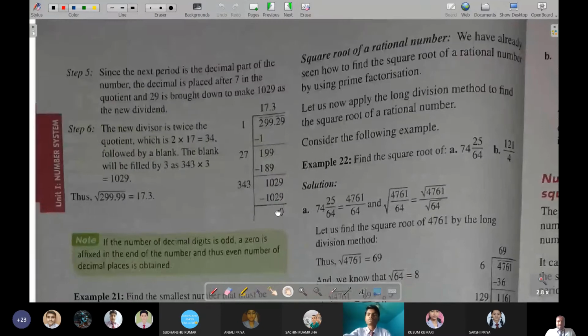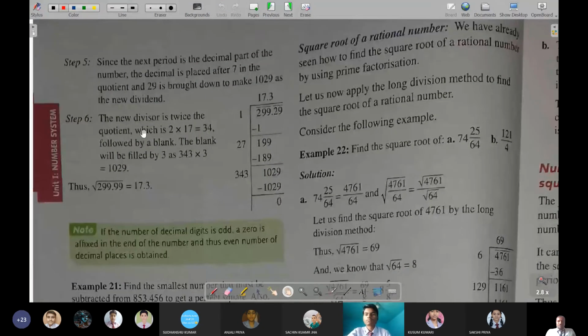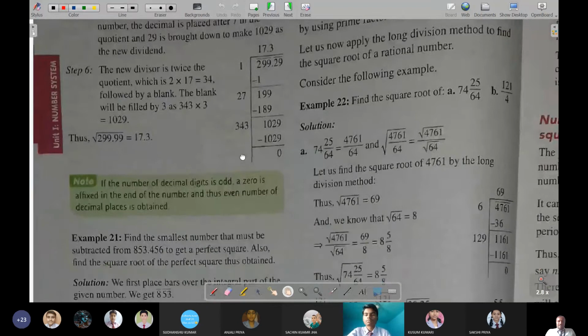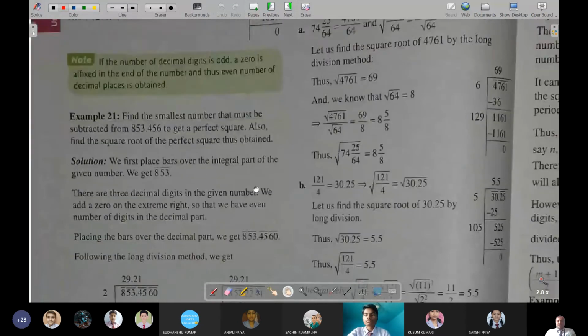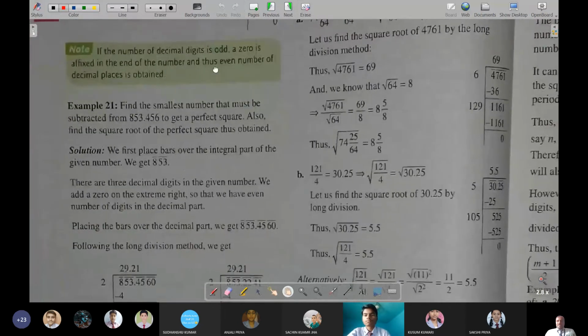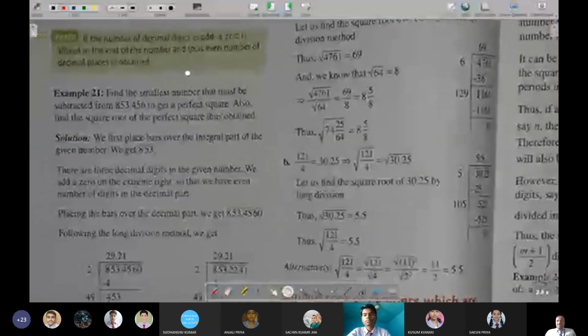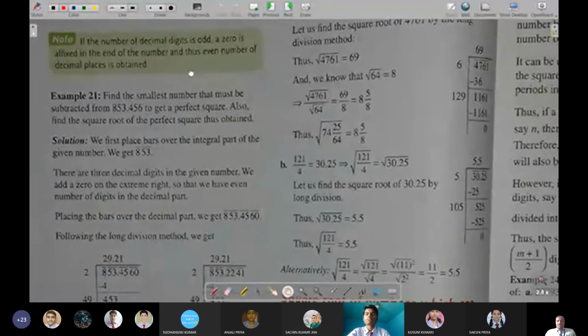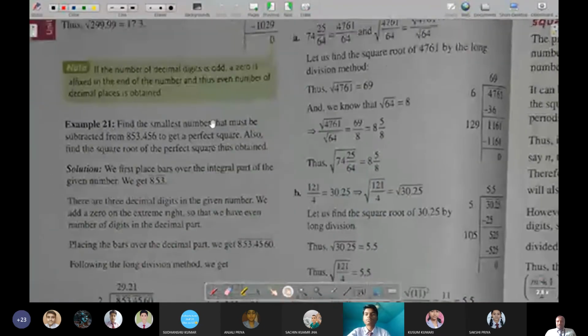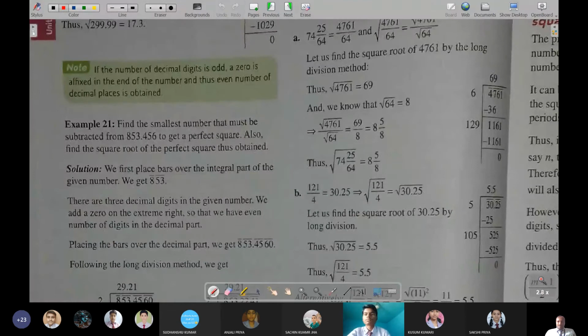The same thing has been done, stepwise it has been explained. While making it, no need to write these steps, okay? Only for understanding the steps have been shown. Now here is a note. If the number of decimal digits is odd, 0 is affixed at the end of the number, and thus an even number of decimal places is obtained. Like just see, after the decimal point there are digits. If it is like this, 1.432, then what it has been said is we can keep 0 over there to make a pair after the decimal. Getting it?